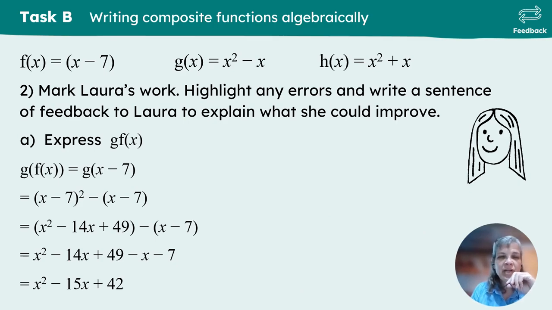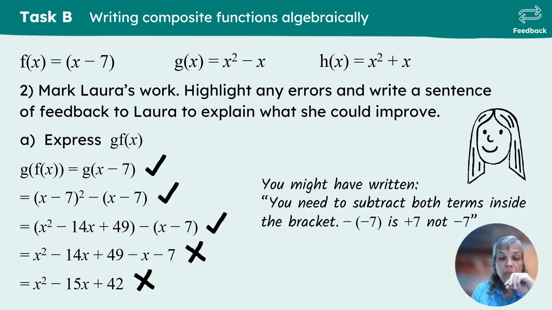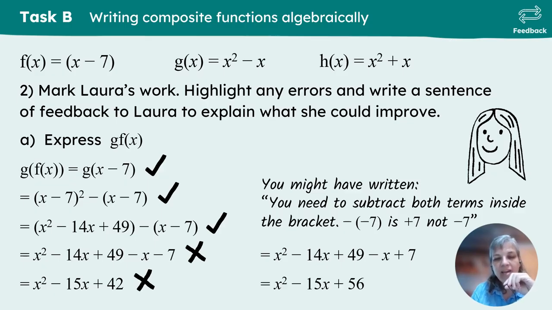All right, when you were marking Laura's work, hopefully you noticed that she was correct up until this stage. And then what did she do? She forgot that negative times a negative would be a positive, which means her final answer was also not correct. So you may have written something like, you have to subtract both terms inside the bracket. Minus a minus is positive 7, not minus 7. Okay, this is what it should have looked like, and that would have been the final answer.